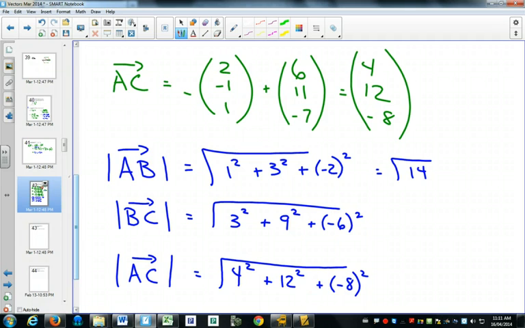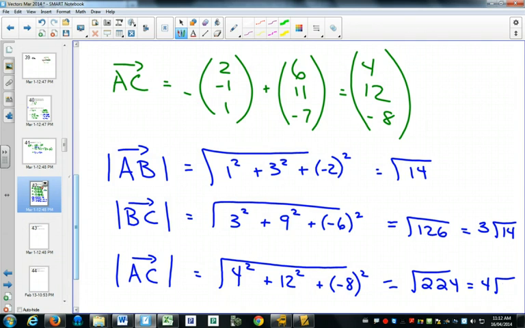So we've got AB as the square root of 14. Square root of 126. 126 is 9 times 14. So we can write this as 3 root 14. And here, 144 makes 160 plus 64, 224. Which is 16 times 14, so that'll be 4 root 14.